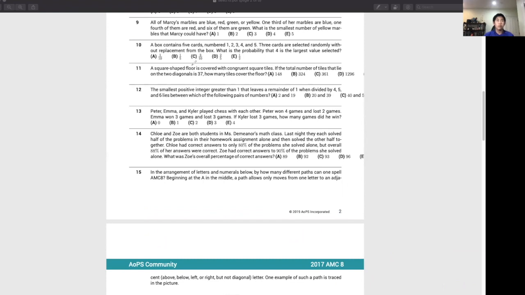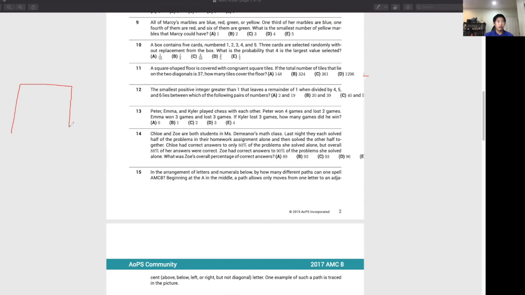Okay, problem 11 now. A square-shaped floor is covered with congruent square tiles. If the total number of tiles that lie on the 2 diagonals is 37, how many tiles cover the floor? And actually one of these answers got cut off, but it won't matter for us because we don't need it, right? So let's think about how we can have 37 tiles on the diagonal.